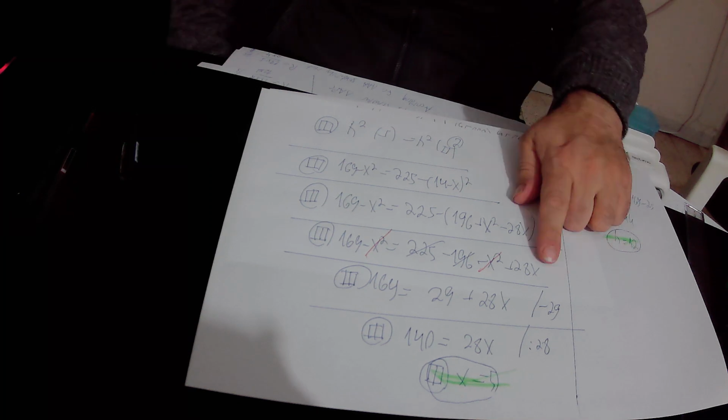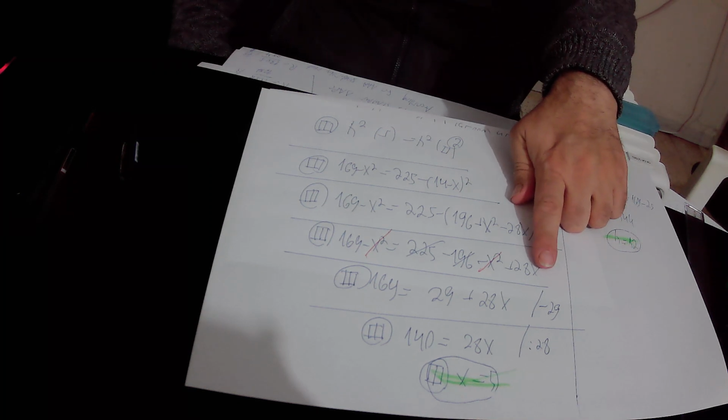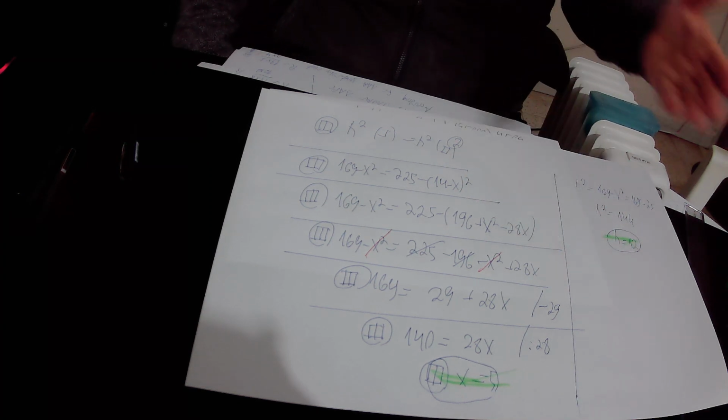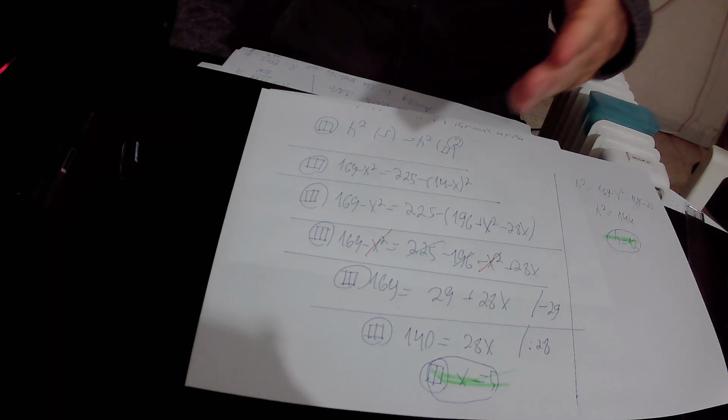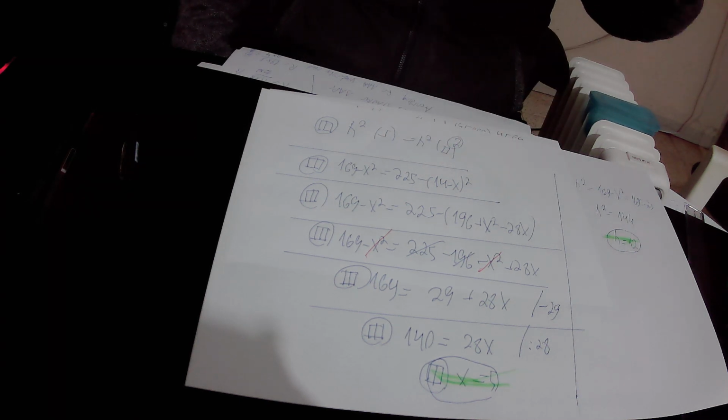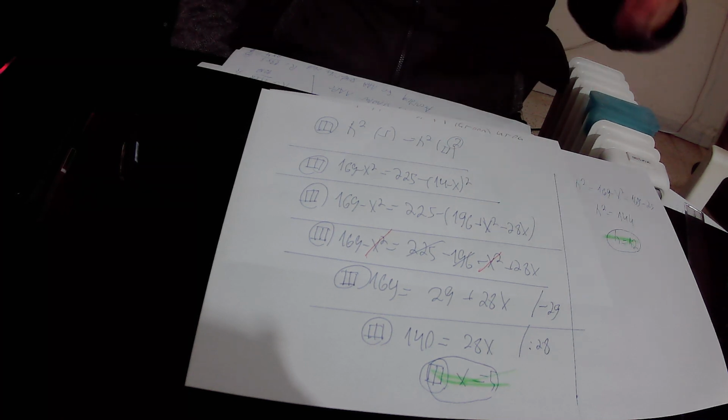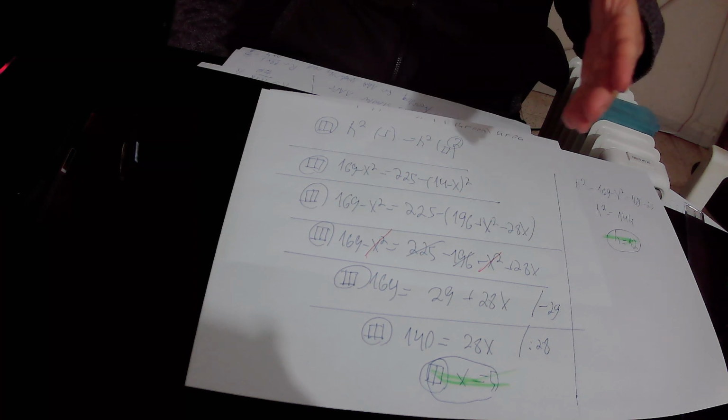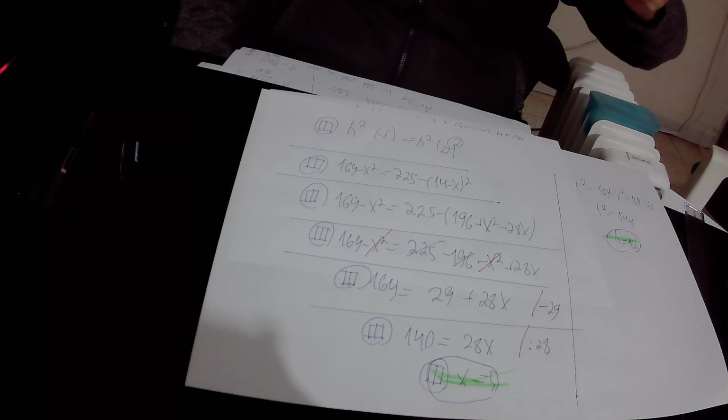Here we subtracted 29 from this equation and found out that 169 minus 29 is 140. So 140 equals 28x. We divided this equation number 3 by 28, and finally we found out that x equals 140 over 28, which is 5. So x equals 5 units in its length.